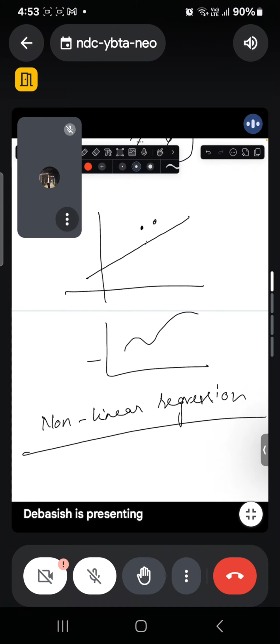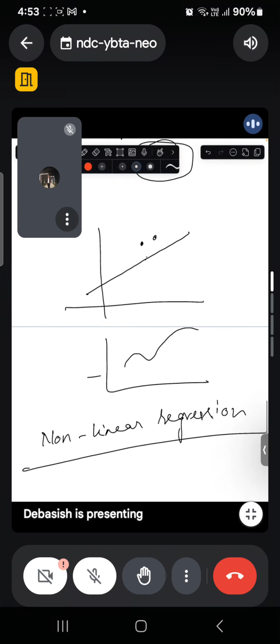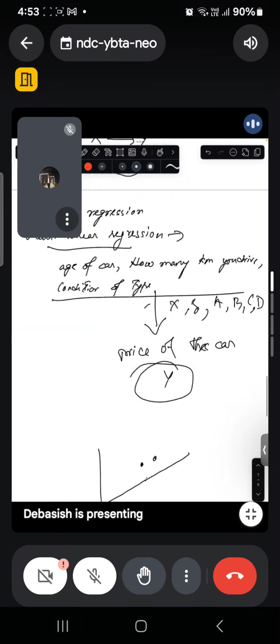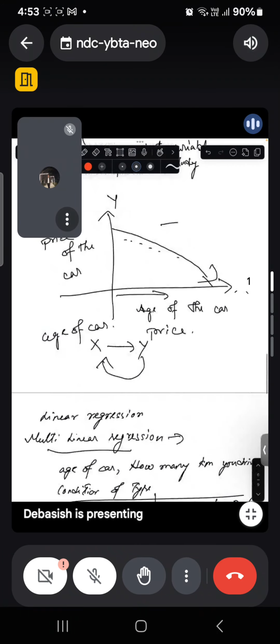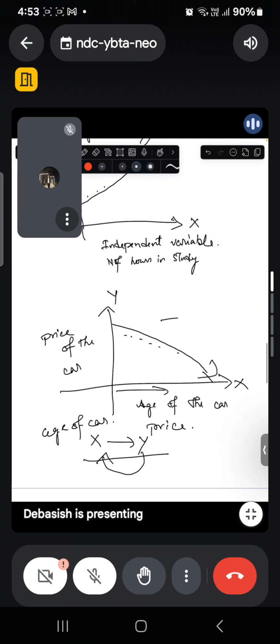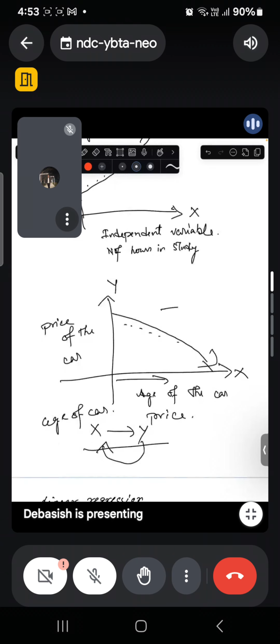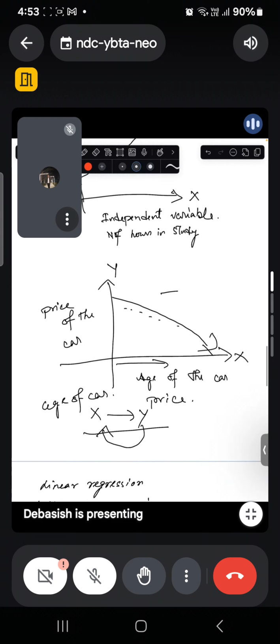Okay, we'll talk about it later. So basically this is linear regression, the basic regression, where y depends upon x. In this case, how many hours you study depends upon your marks. That might not be the only case. Let's say if you study smarter, using some techniques, that is also a variable.